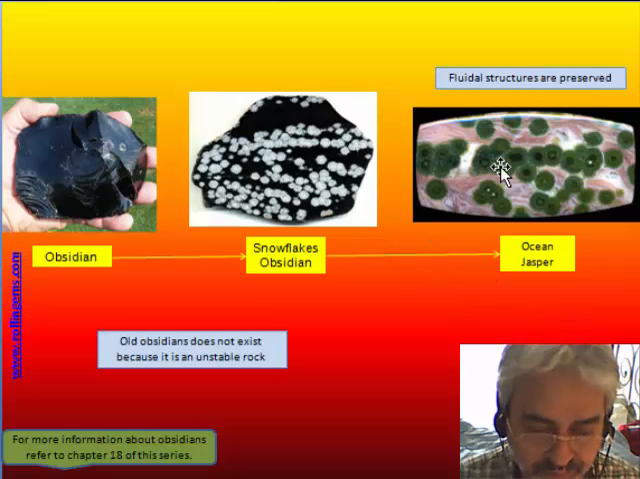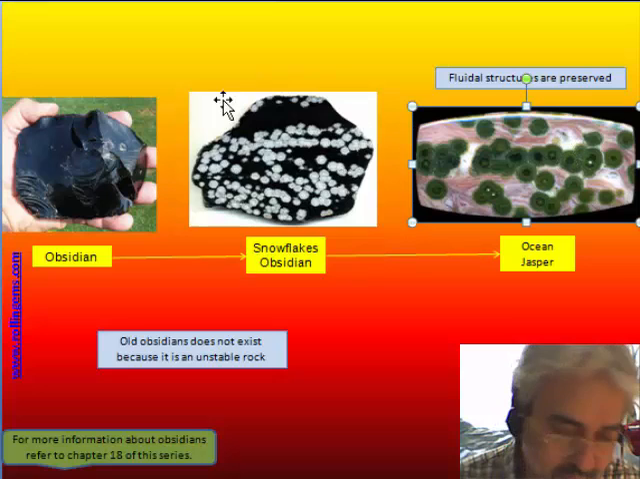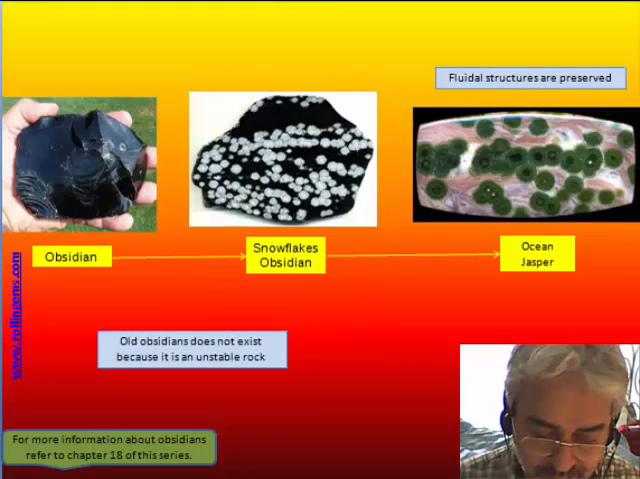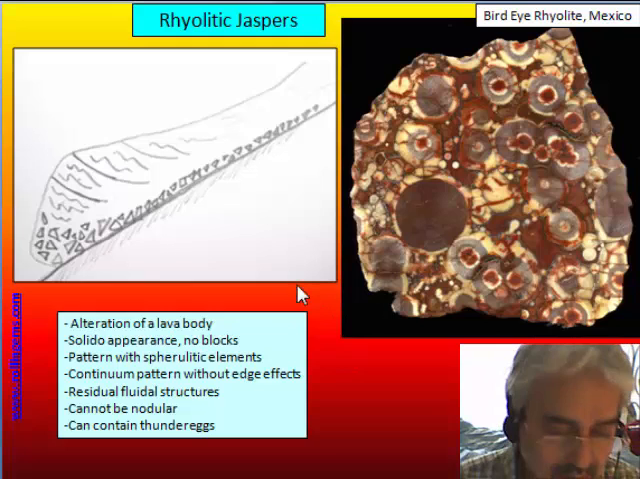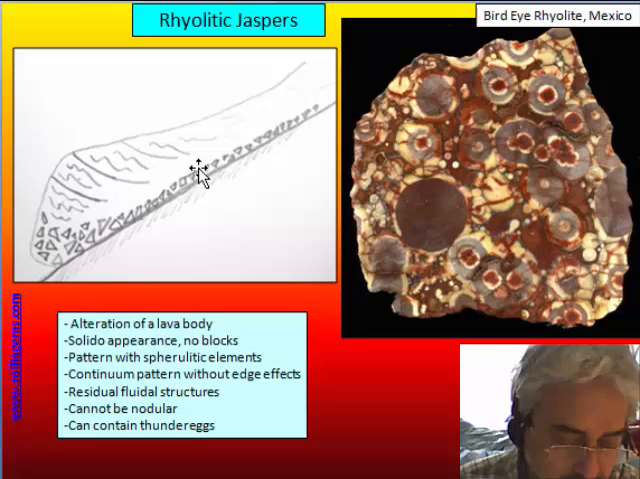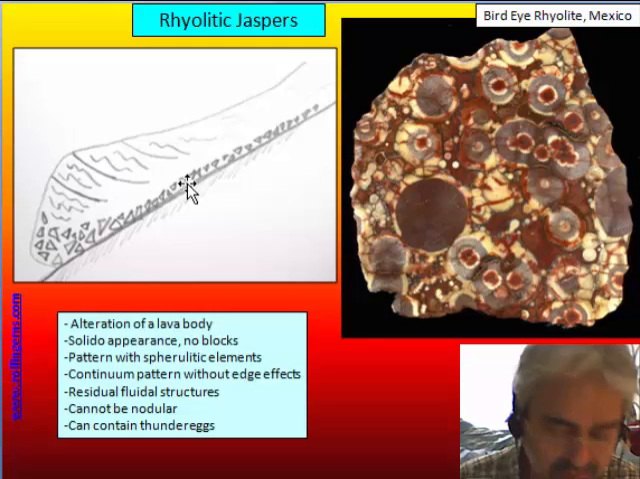So this is the pseudomorphic passage, but the rhyolitic jasper maintains the structure of this intermediate step of the vitrification of the obsidian. So resuming, rhyolitic jaspers are the result of alteration of a lava body. Here I wrote a lava flow, but it can be a lava dome, a dike, a different kind of lava. And this is a lava flow made of obsidian.